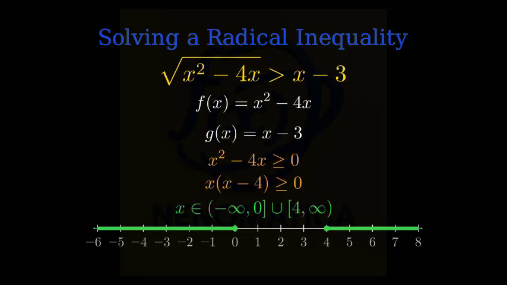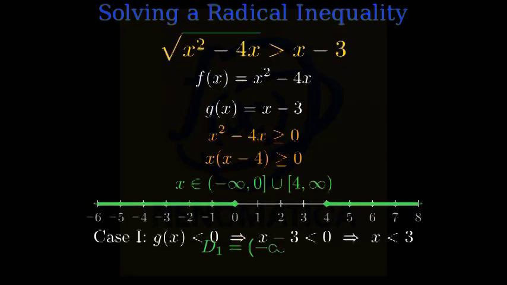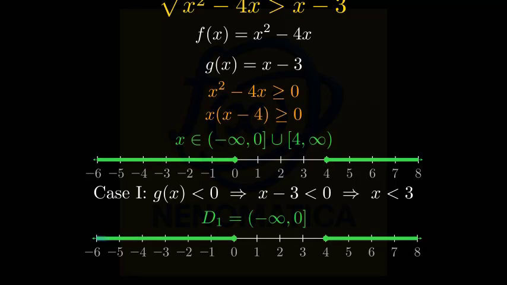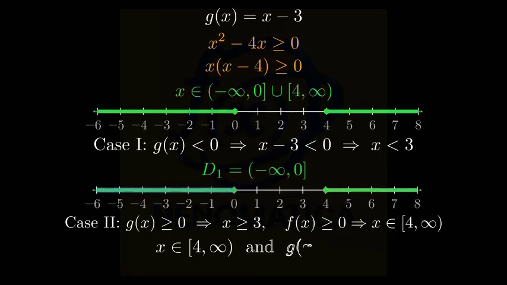Next, we split into two cases using the sign of g of x. Case 1, g of x less than 0, that is x - 3 < 0, so x is less than 3. Together with the radicand domain, x belongs to negative infinity to 0, including 0. This entire case automatically satisfies the inequality because a non-negative square root is always greater than any negative number. Case 2, g of x ≥ 0, that is x ≥ 3, intersecting with the radicand domain, gives x in the interval 4 to infinity, including 4. For this case, we can safely square both sides.